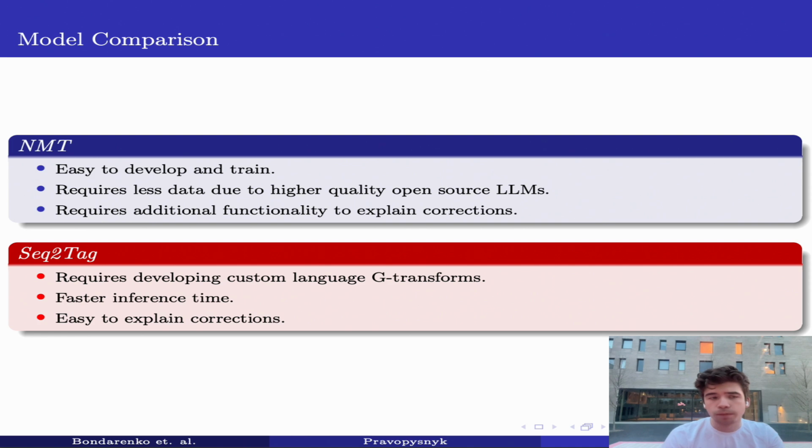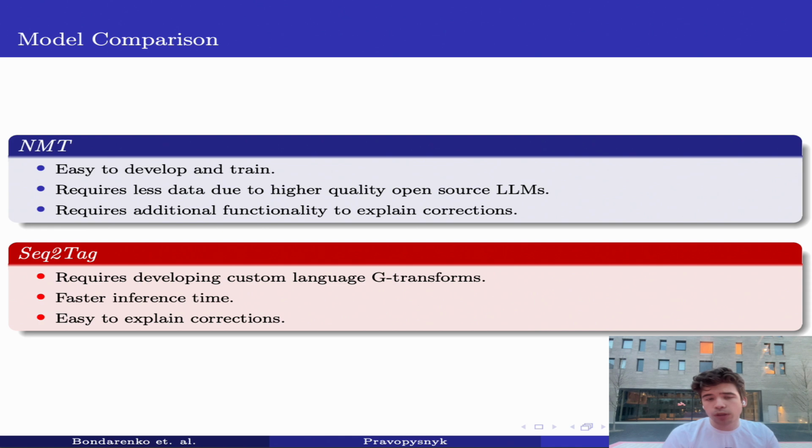Now for the comparison of the models. Neural machine translation models are much easier to develop and train. You simply put in the parallel corpus of data and fine-tune on it, and you get a model for grammatical error correction. They also require less data due to the higher quality of open source LLMs. The model we used, MBART50 large, is of much higher quality than XLM-RoBERTa for Ukrainian that we used for sequence tagging models. They also, however, require additional functionality to explain corrections. Pure translation models do not have the necessary functionality to interpret corrections and give explanations to the end user.